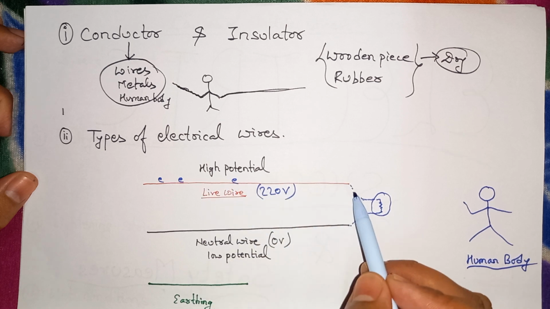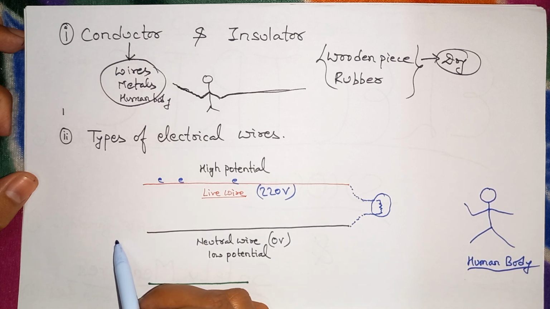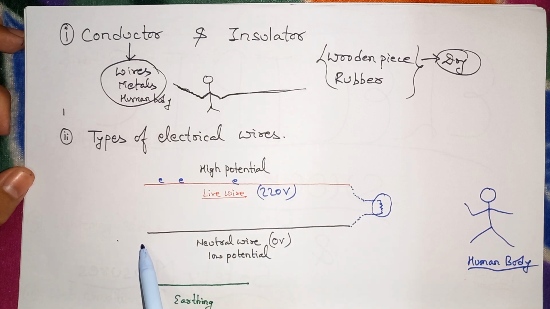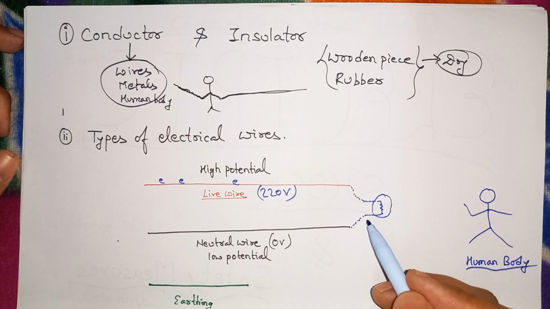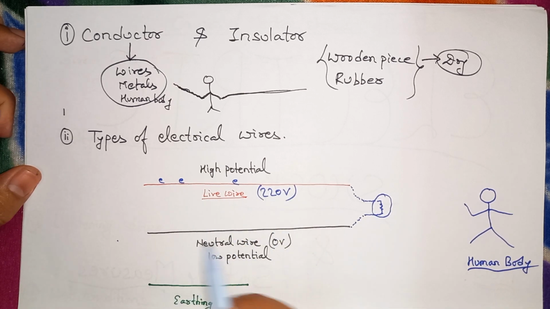Now electrons flow from here and return back through the neutral wire. So this is the working mechanism. That means electrons come from the live wire and go through the neutral wire, which gives a path for the electrons to flow outside the electrical appliance. So this is the simple connection. The live wire contains electrons and the neutral wire does not contain electrons.